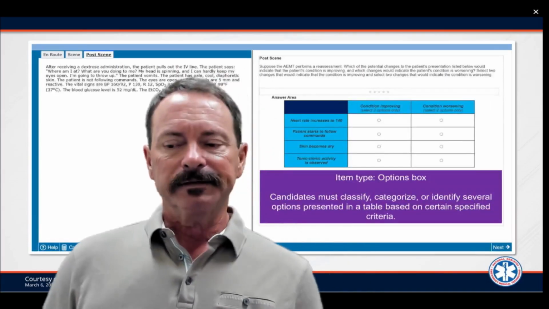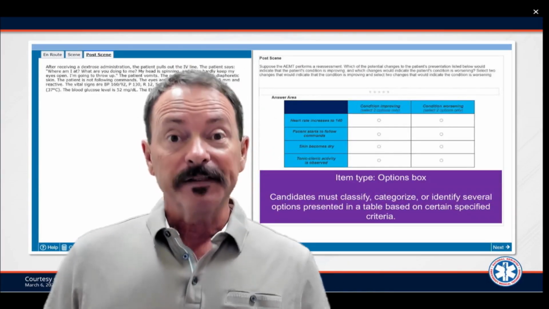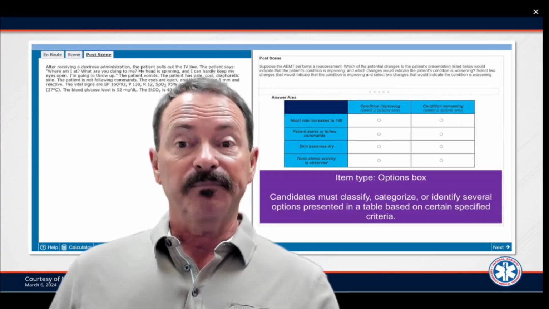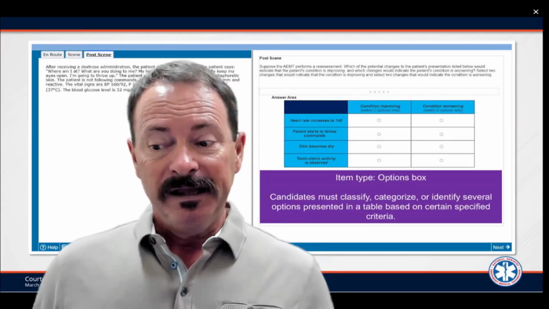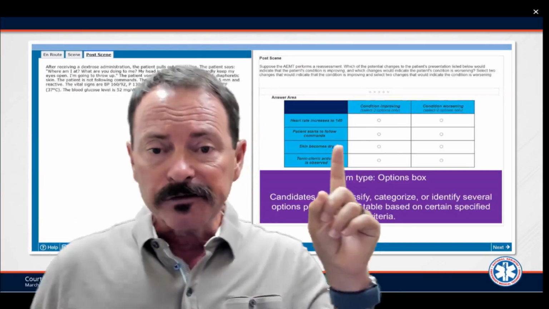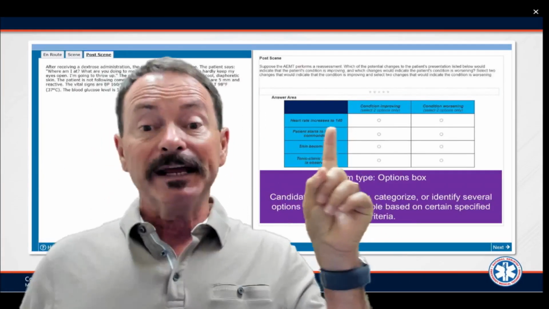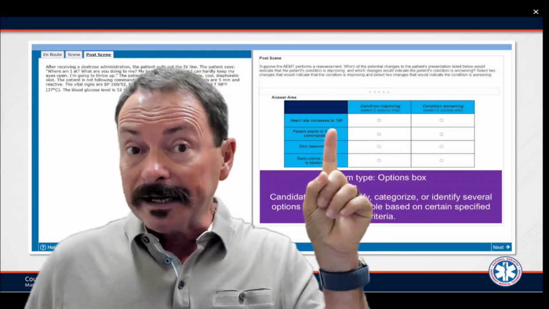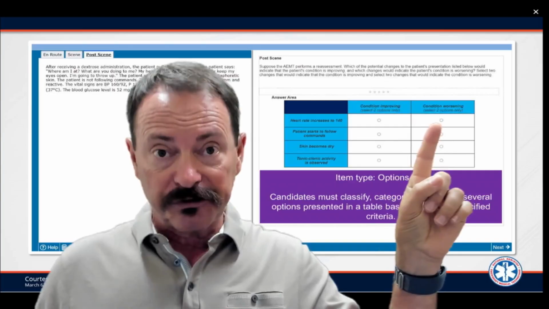And then we looked at the question that is selecting whether it is going to be consider getting better or consider worsening. And then it gives us our answers over here that we've got to select. So heart rate increases to 140. Okay, well, that would be that the condition is worsening.